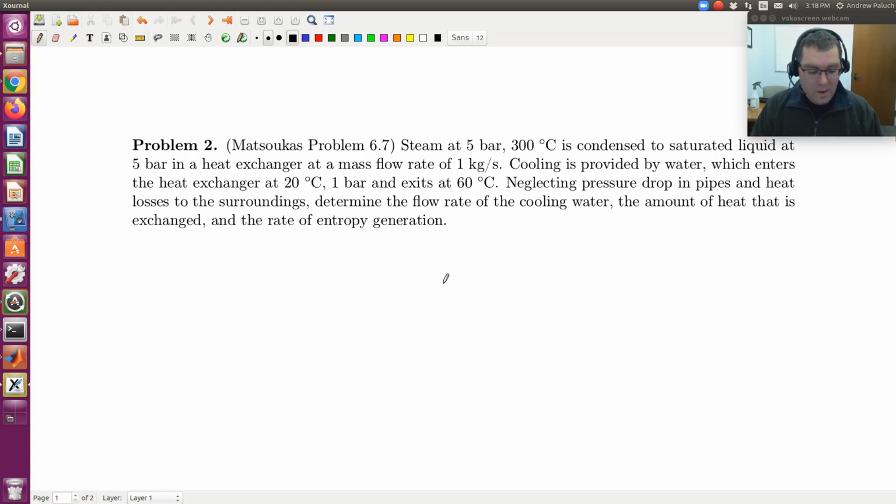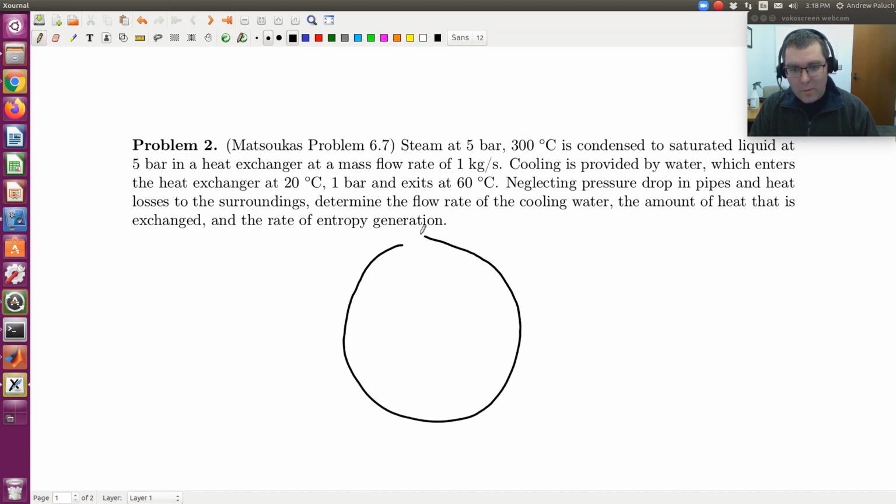All right, let's take a look at our second example problem. Steam at 5 bar, 300 degrees C is condensed to saturated liquid at 5 bar in a heat exchanger at a mass flow rate of 1 kilogram per second. Cooling is provided by water, which enters the heat exchanger at 20 degrees C and 1 bar and exits at 60 degrees C, neglecting pressure drop in pipes and heat losses to the surroundings. Determine the flow rate of the cooling water, the amount of heat that is exchanged, and the rate of entropy generation. All right, this sounds like a great one.